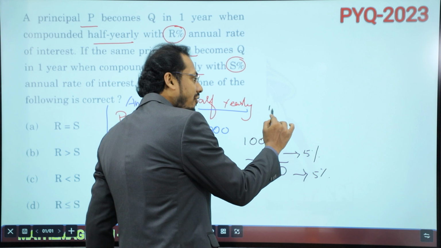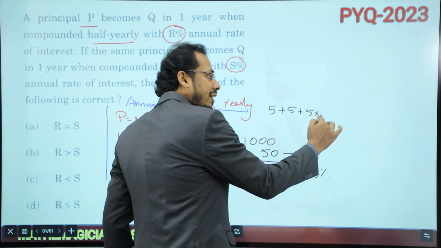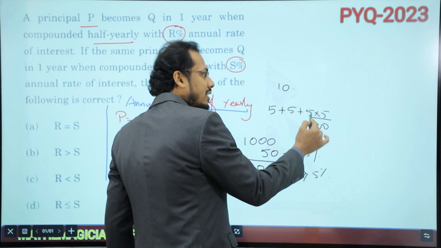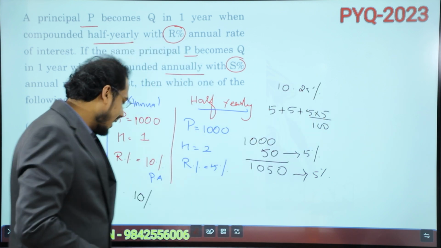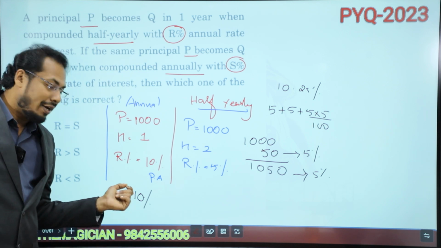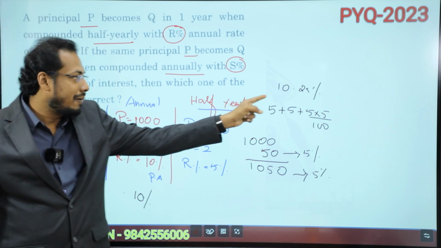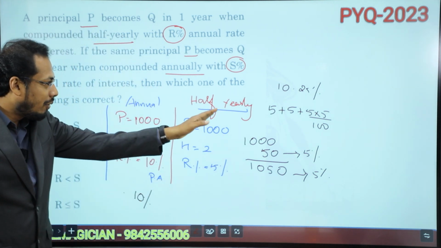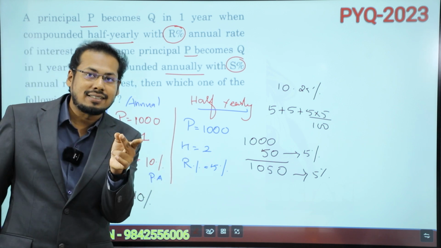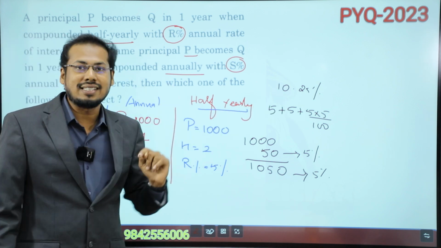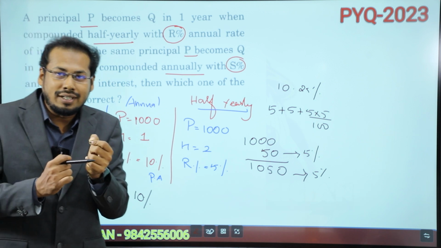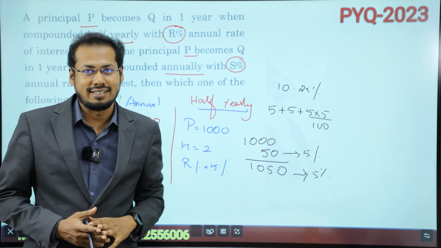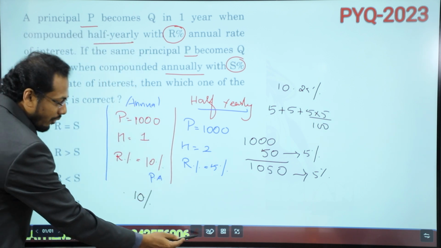Actually what happened is 5 plus 5 plus 5 times 5 by 100, that is 5 plus 5 is 10, giving 10.25%. Look at this. Here for 1 year we are going to pay only 10%, but here I am going to pay 10.25%. So compounded half yearly means 2 times it is compounded, so automatically my interest rate will be increased. If the compounding is more, automatically your amount or percentage will be increased. This is the concept. So the same thing we are going to use for this question.